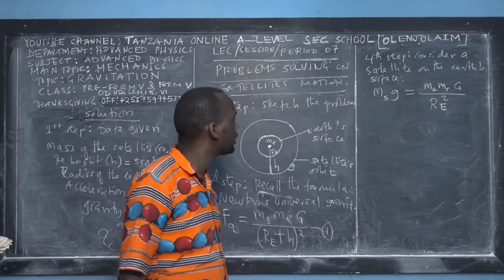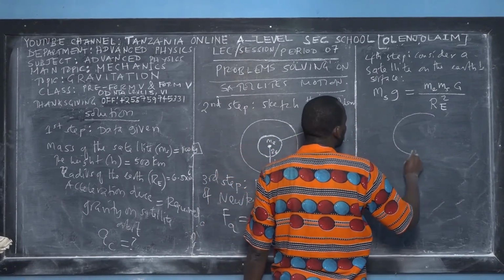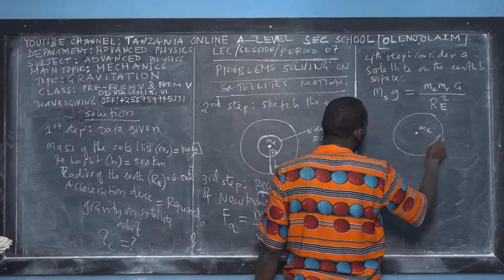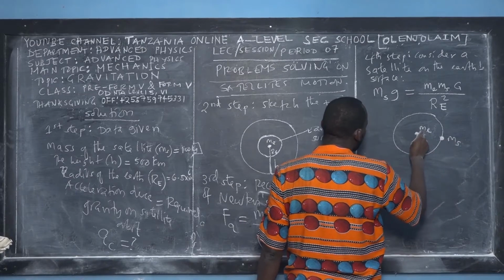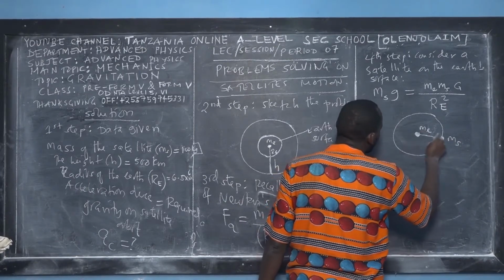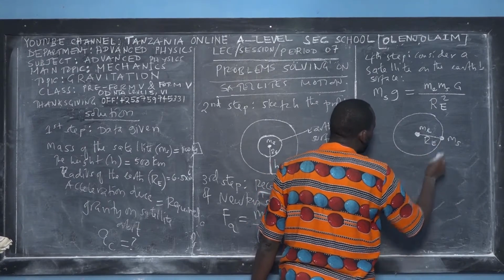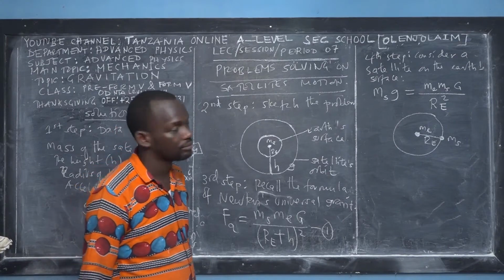So consider the satellite on the Earth's surface. What do we mean? We mean that this is the Earth's surface, for instance, and this is the center of the Earth. So we have the mass of the Earth, and then the satellite is here. So the distance from the center of the Earth to the satellite, this is what we call the radius of the Earth. So understand it, because it might give you confusion.